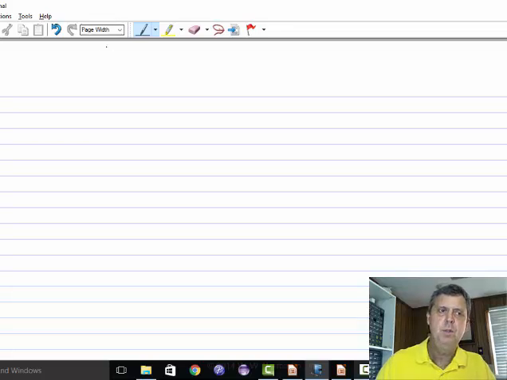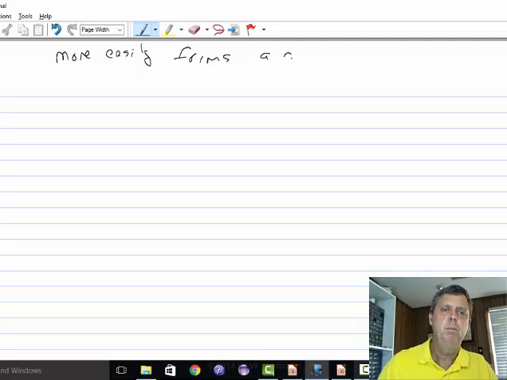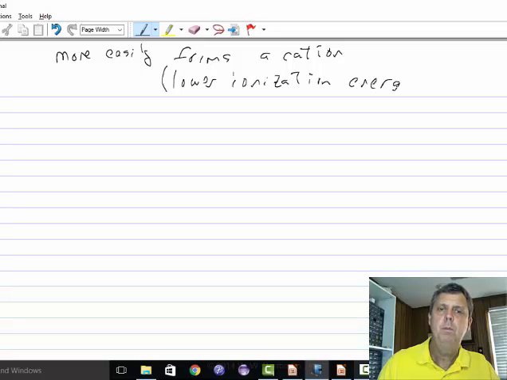How about which one more easily forms a cation? Sorry about my writing there. More easily forms a cation would be lower ionization energy.